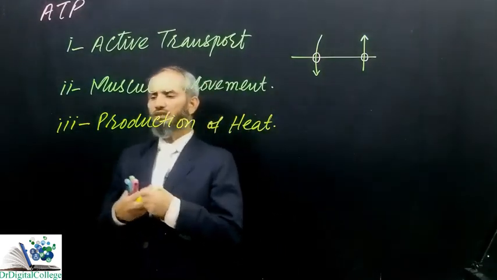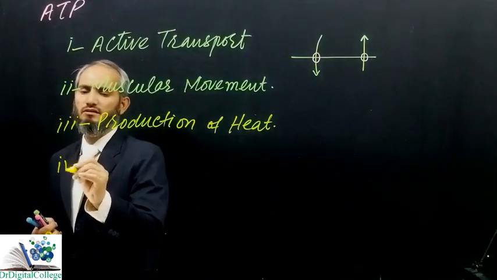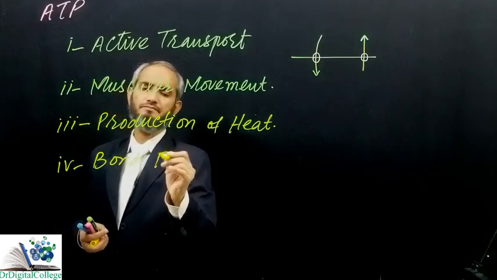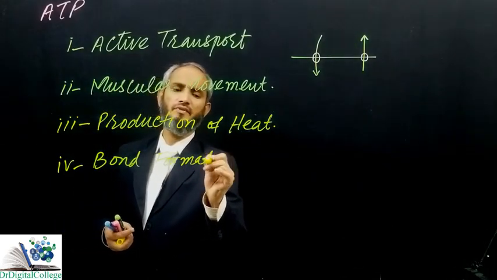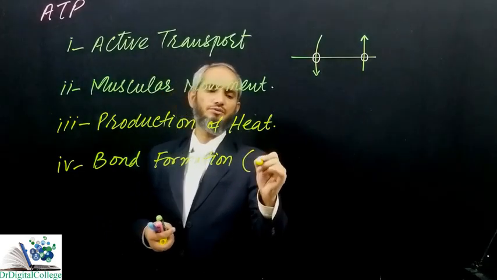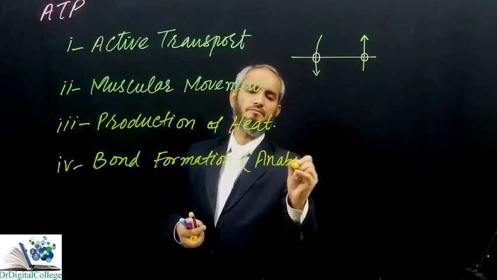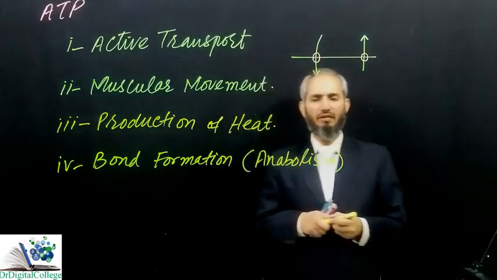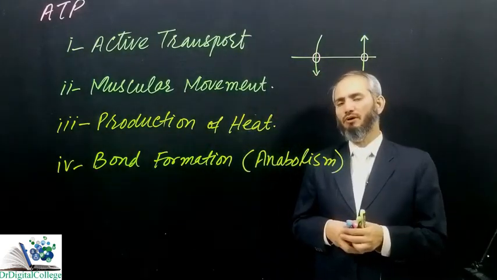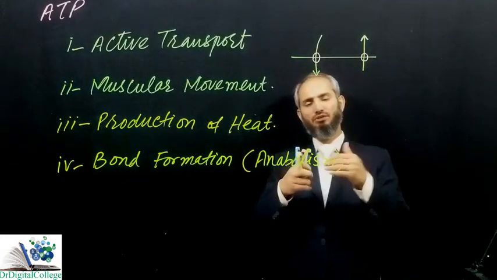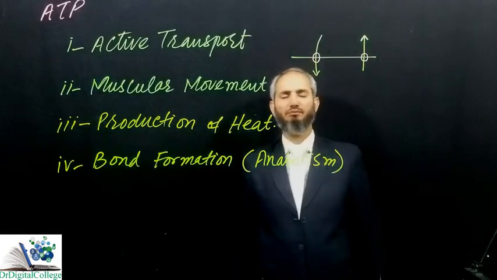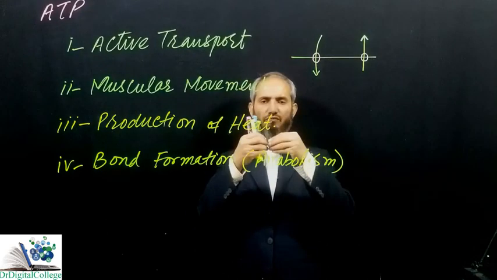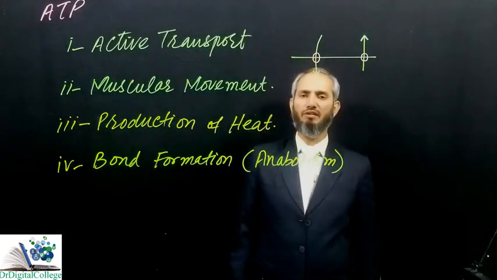Okay. Now another one is bond formation, or you could say anabolism. Anabolism is the synthesis of certain compounds, such as amino acids being joined with each other during the translation process or protein synthesis inside the cells. When amino acids join with each other, there is the consumption of ATP.